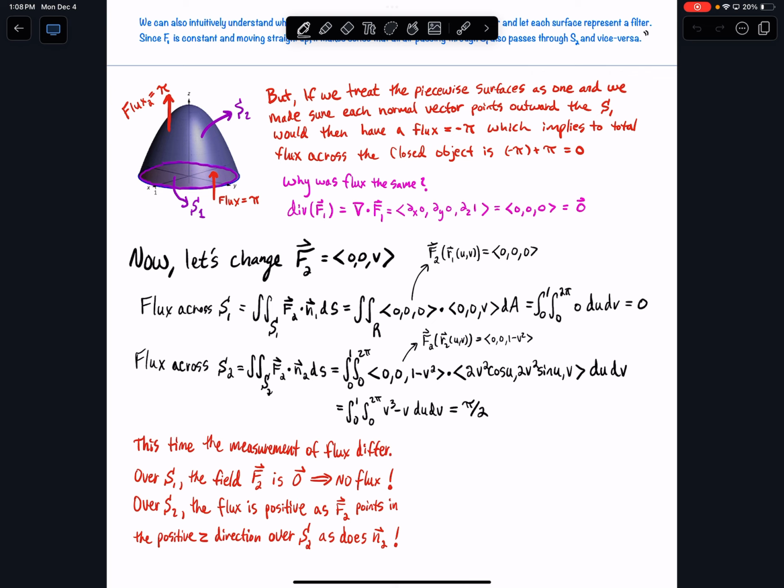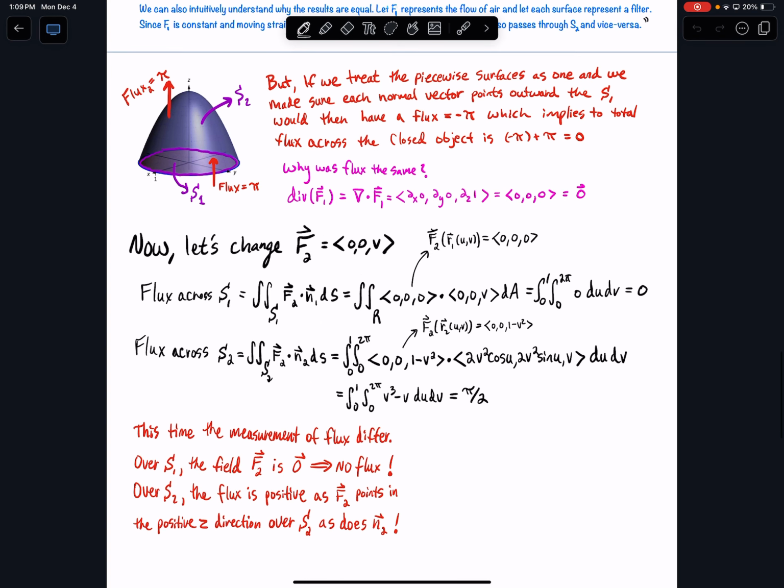Regardless, it's not the same. The measure of flux differs. Over S1, the field F2 is 0, there's no flux. And over S2, the paraboloid part, the flux is positive. It's different because the divergence is not 0 this time. So, whoop-de-doo.